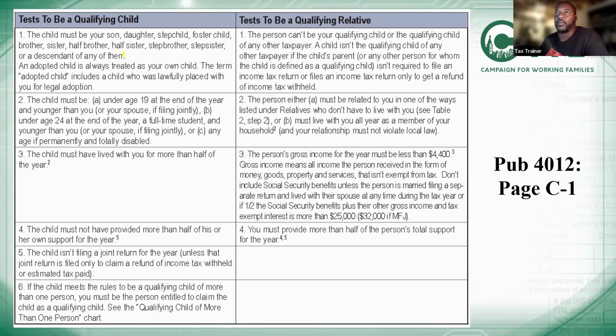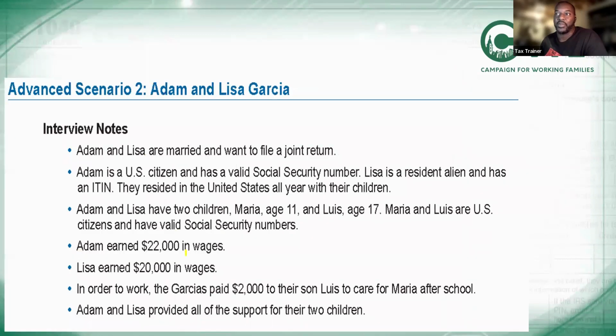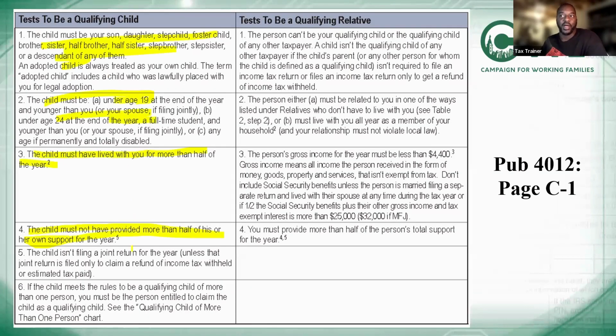Test to be a qualifying child: relationship, right? Got to be related to me. They must be under the age of 19, or under the age of 24 and a full-time student. They got that. The child must have lived with them for more than half the year. They have that. The child must not have provided more than half of his or her own support. So they were supported by their parents. So it looks like they have qualifying children.